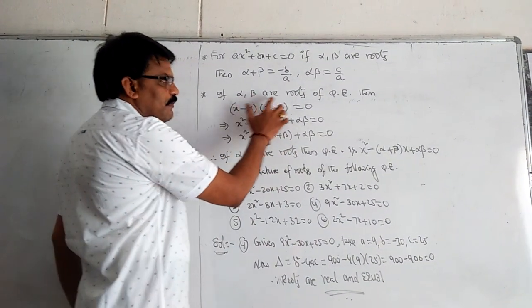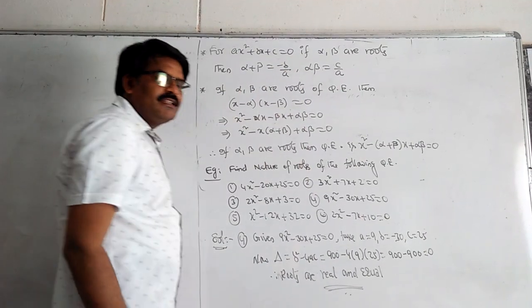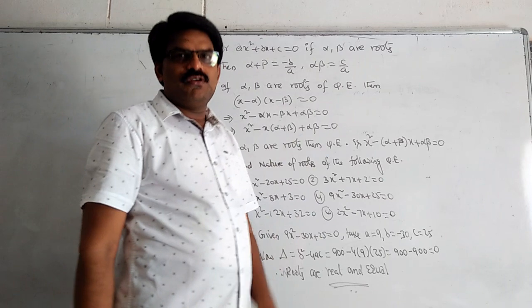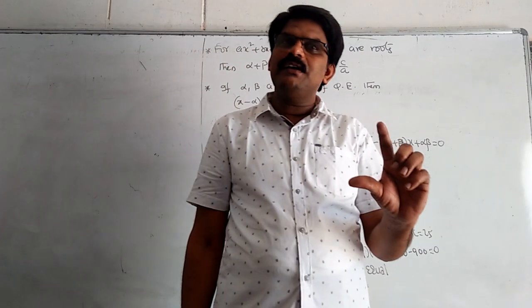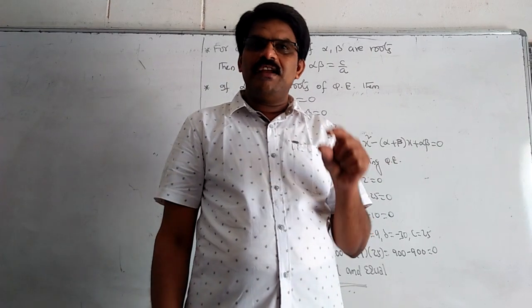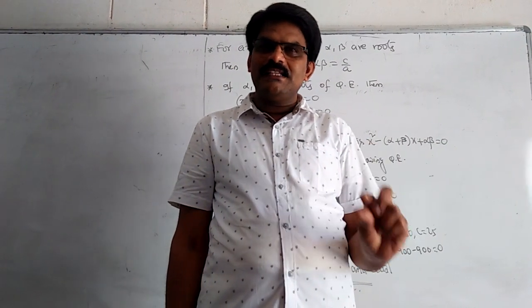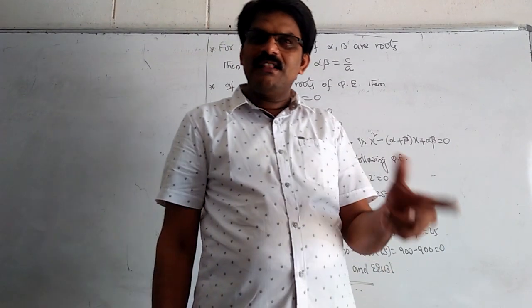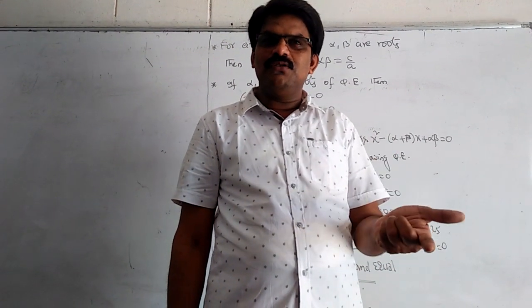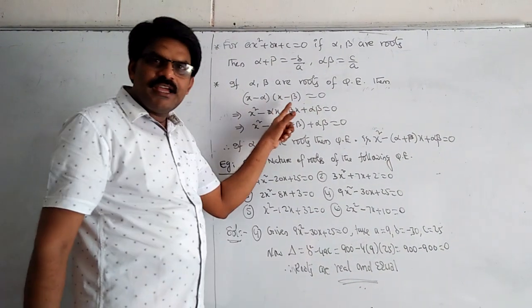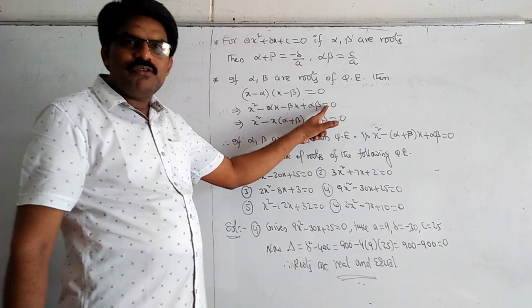Suppose alpha comma beta are the roots of a quadratic equation, then how will we find the quadratic equation? When alpha is a root, that means x is equal to alpha is one solution and x is equal to beta is another solution. When x is equal to alpha, then x minus alpha is equal to 0. When x is equal to beta, then x minus beta is equal to 0. So the quadratic equation becomes x minus alpha into x minus beta is equal to 0.